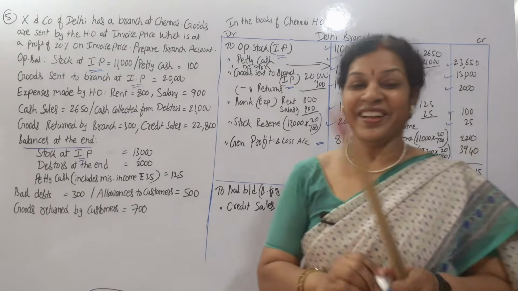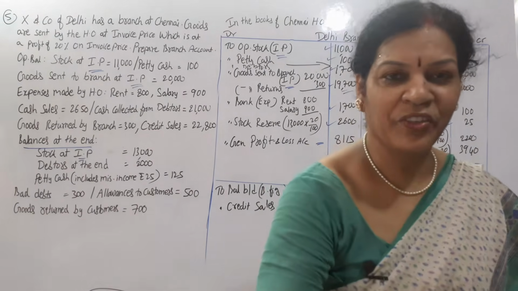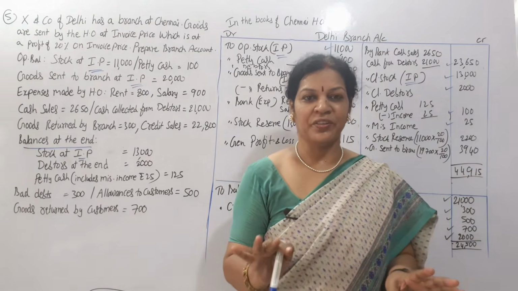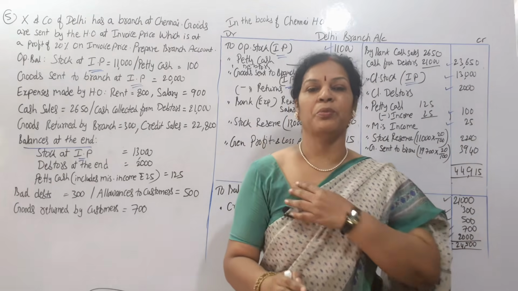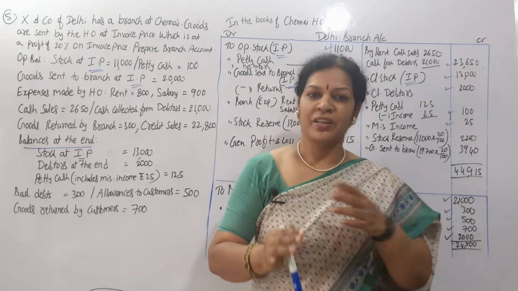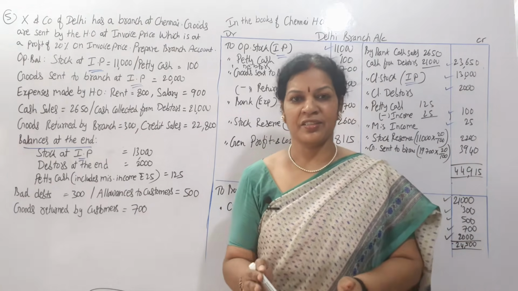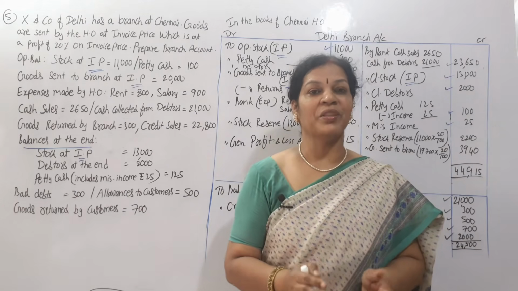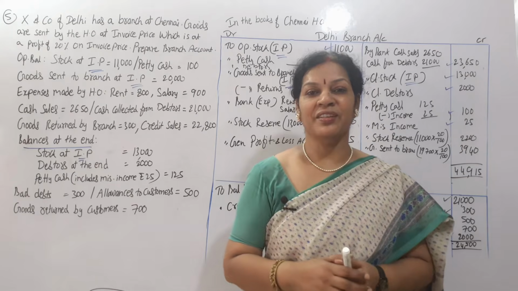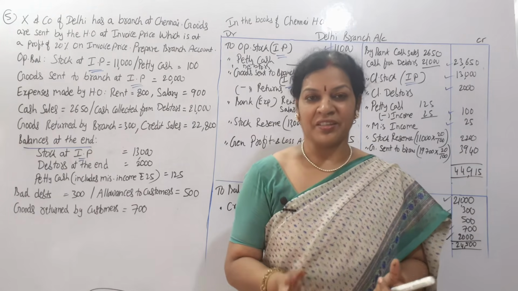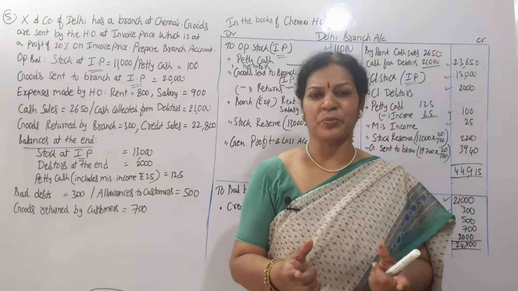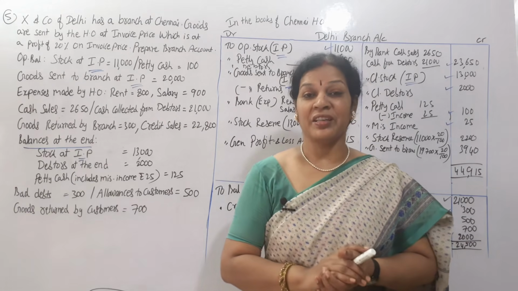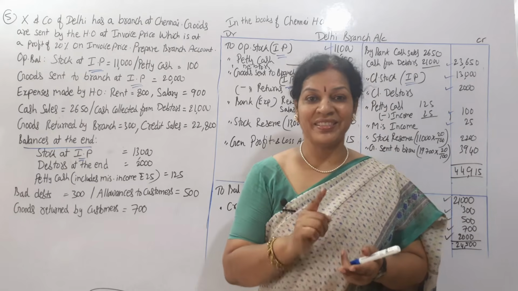Simple. Am I clear? So if I am clear, whatever I taught you, that's not enough for you. Please do some more problems from your textbook, illustrations, exercises, and work out previous question papers so that you will become thorough. Next class we'll see the next method, the final accounts method, so that you will become thorough in total branch accounts. Next class is very important, don't miss it.